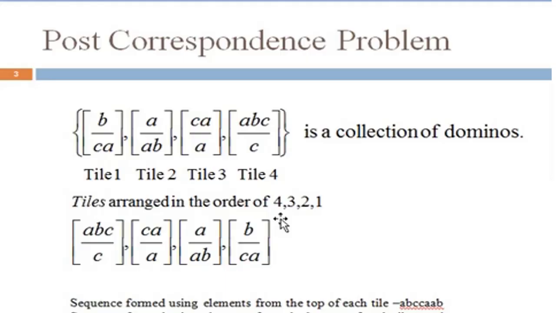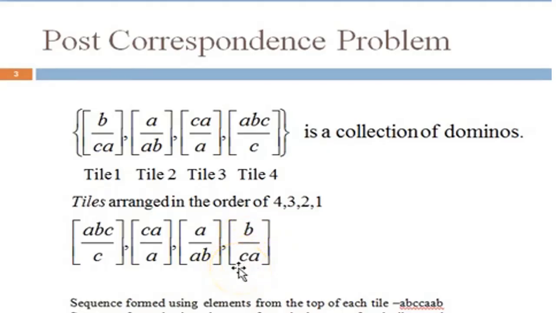Say, for example, we formed a sequence by tiles placed in the order of 4, 3, 2, 1. This is shown here. Then the sequence formed by the elements on the top is A, B, C, A, B. And the sequence formed by the elements at the bottom of each tile is C, A, B, and CA. We note that the top sequence and the bottom sequence do not match.